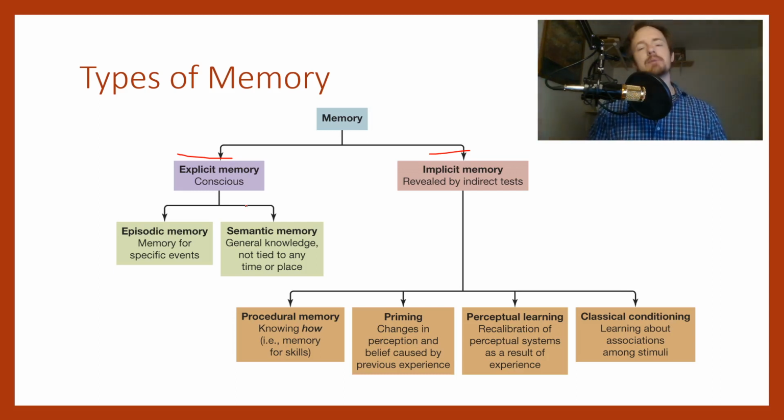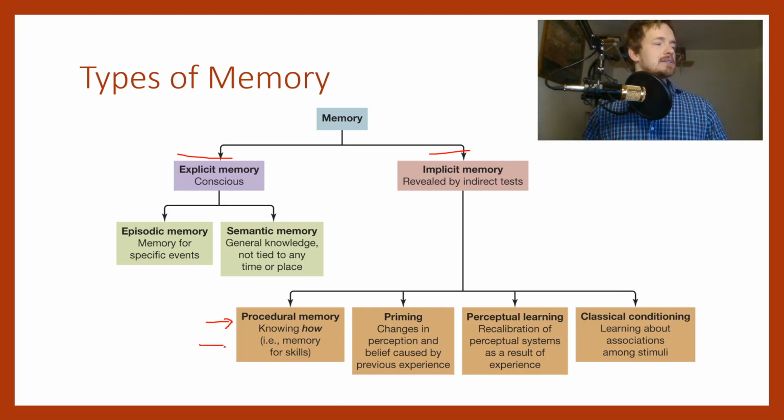For the implicit memory side of things, we have these different forms, where we have procedural memory, which is essentially knowing how to do something. So you can think about that as essentially muscle memory. The example that I love to give is tying your shoe. If I were to ask you how to tie your shoe, you could try to describe it, but it would be very, very difficult. Generally, what most people do is they would want to show you how to do it, right?